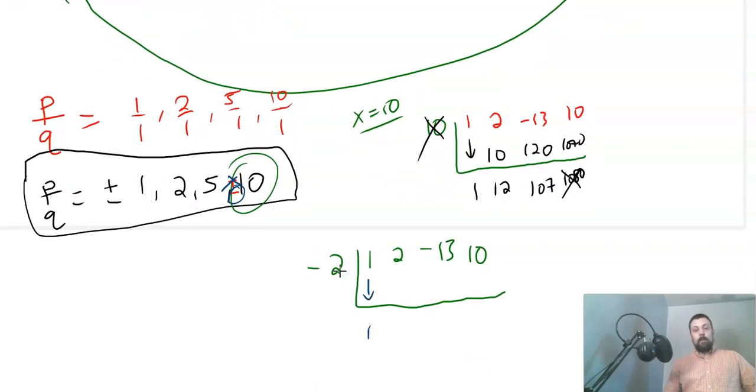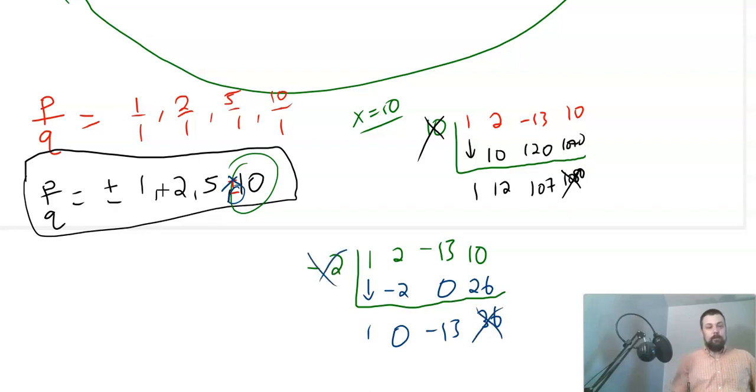So it's going to be a 1. 1 times negative 2 is negative 2. We add those together, we get 0. Now that's kind of a weird thing to get, but the process doesn't stop because of that. You just keep going. 0 times negative 2 is 0. Add these together, you get negative 13. Negative 13 times negative 2 is 26. You add these together, you get 36. That's not 0, so negative 2 doesn't work either, right?